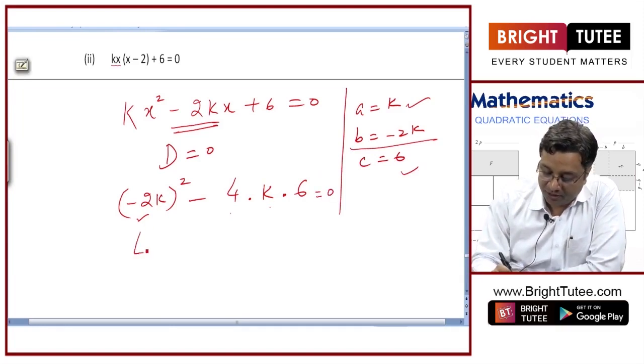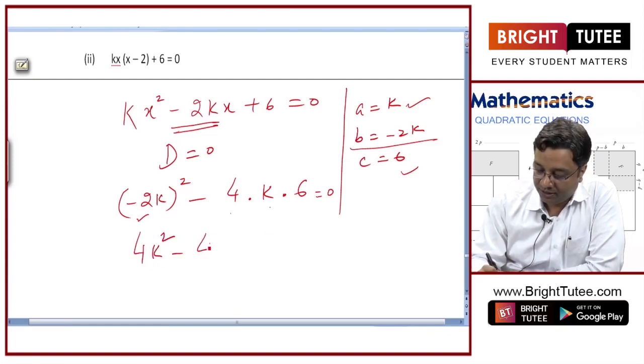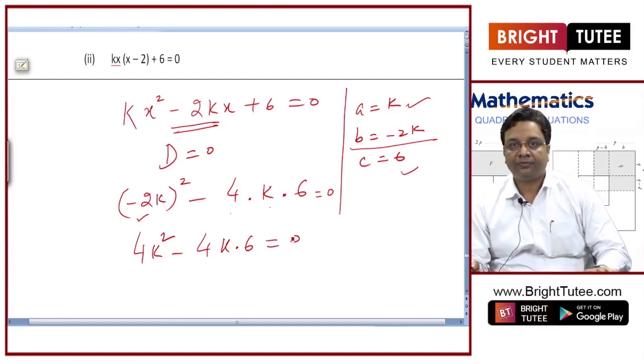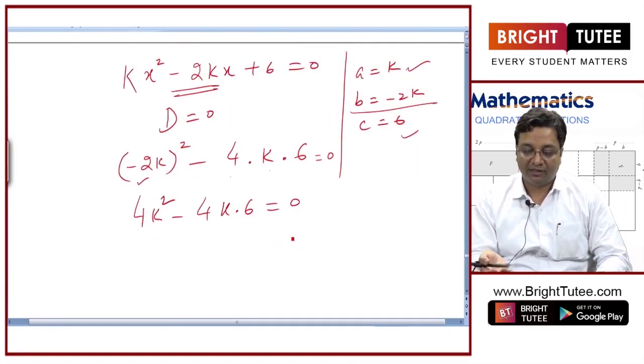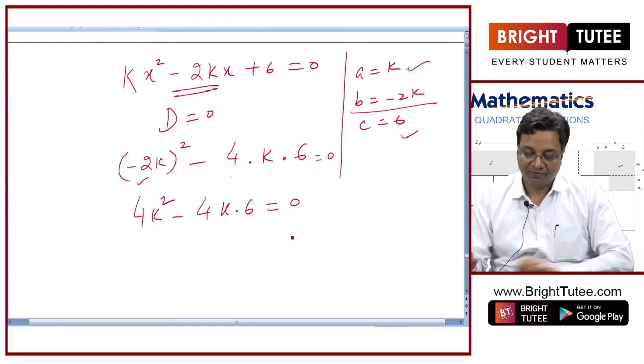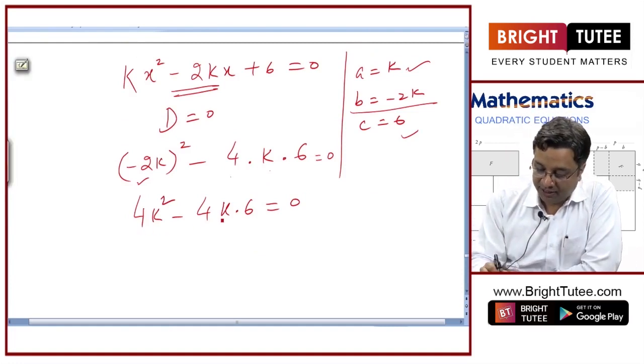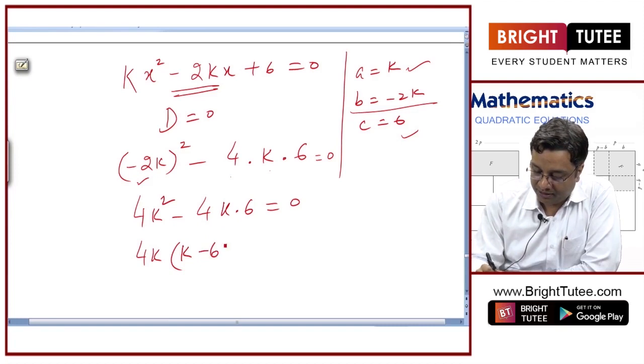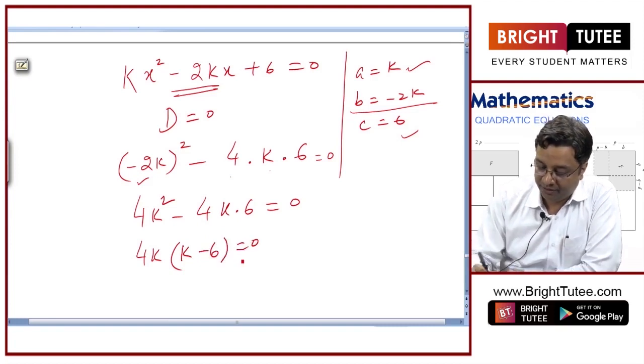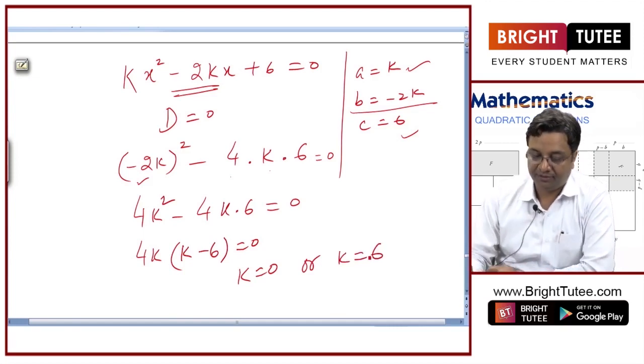Okay, so this is 4k squared minus 4k into 6 equal to 0. So what is the value of k? This is another quadratic equation that we have got in k, so now we have to solve this one. What we can do is take 4k common from here, right. So k minus 6 equal to 0. So this will give me k equal to 0 or k equal to 6.